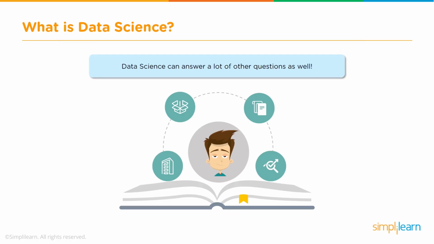So we can answer a lot of questions using data science. For example, when we book a cab to go from location A to location B, what is the best route that the cab can take to reach in the fastest way or in the least amount of time? There could be several factors. There could be traffic, there could be bad road, there could be weather.